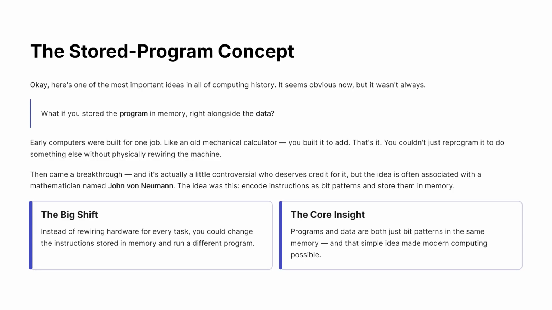Here's a cool side effect of this. Since programs and data are both just bit patterns in memory, a program can manipulate other programs. It can even modify itself. That's how compilers work. That's how operating systems work. That's honestly how AI works at a very basic level.